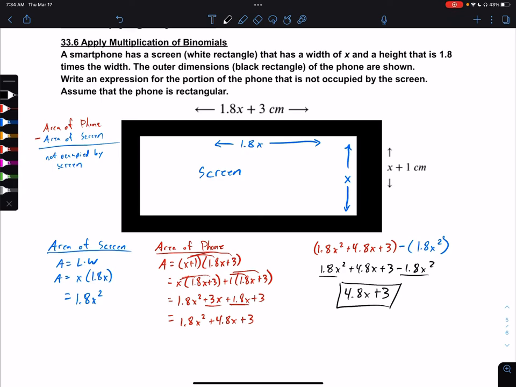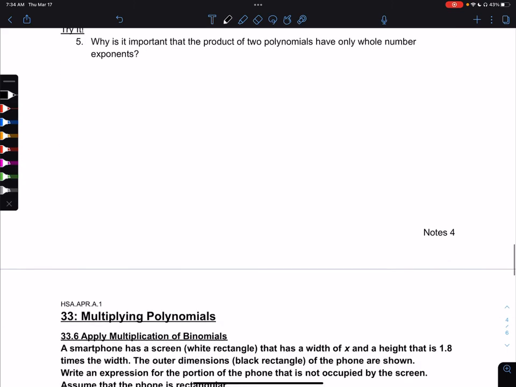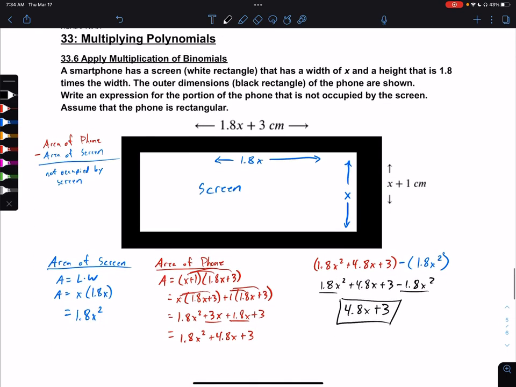The usefulness here, or the skills that we need, this is just giving us good practice in subtracting polynomials and multiplying polynomials using the distributive process, where in the area of the screen, we just had two monomials being multiplied, so we didn't really have to distribute there. But for the area of the phone, we had a binomial times a binomial. And I've mentioned it a couple times before, and you saw it if you read through example 5. We're talking about closure with polynomials, where if you multiply two polynomials, you will always get a polynomial as the result. That's it for this section.